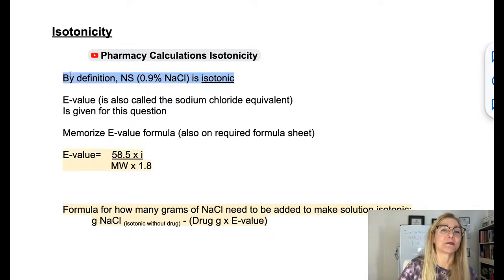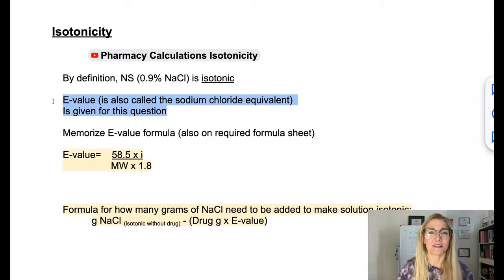Here's the next piece of information that is valuable. E value, also called the sodium chloride equivalent, is given. It's given for this question, but it's given so that we can multiply it. It's almost a conversion factor to be able to multiply grams of any drug by the E value, and you get what's equivalent to sodium chloride. So then we can work with the numbers together. We can subtract out the grams of sodium chloride. We can move things around.